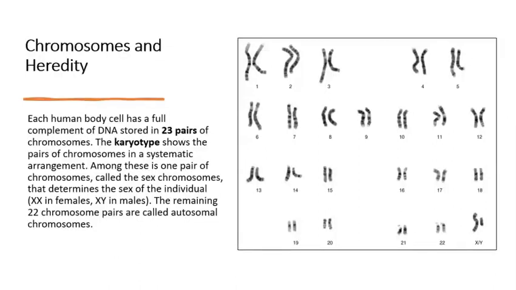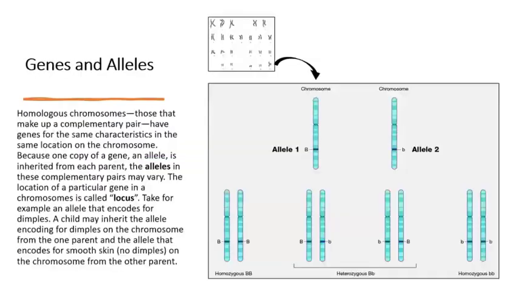The next topic is chromosomes and heredity. Again, we said that we get 46 chromosomes from our parents, half from your mom, half from your dad. We said 46 chromosomes or 23 pairs. When you put all of them together, that's a karyotype. What's a karyotype? The picture of all your chromosomes, the 46 chromosomes that you have.